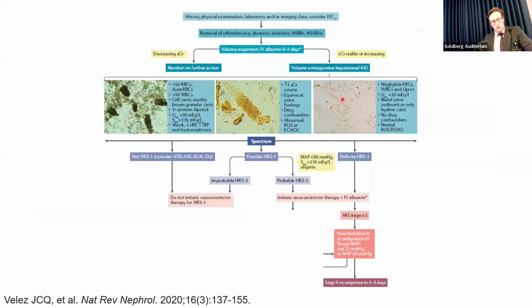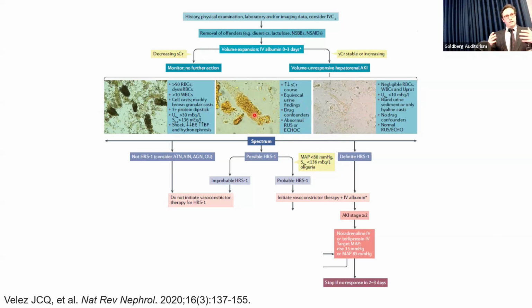So what do we do? We remove offending agents, stop diuretics, try to reduce the amount of laxatives that we use, taking away the typical nephrotoxic medications, which unfortunately seems to sometimes be the only recommendation we can give people. And then we try volume expansion. If they get better, we're done, just like any other AKI. If they are unresponsive, spinning the urine can be helpful. This is ATN. This is not ATN. This depends, right? You can have some granular casts.